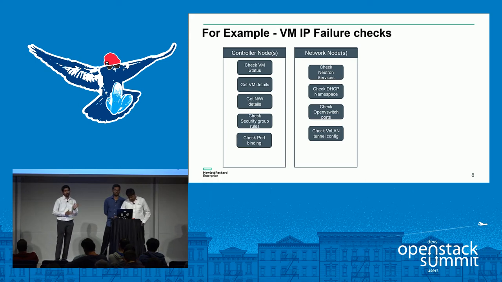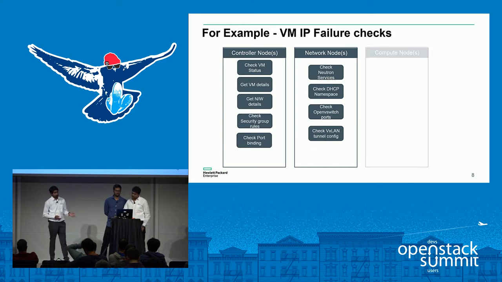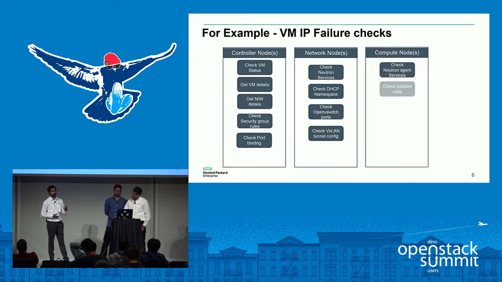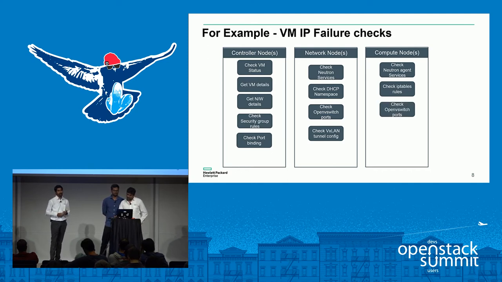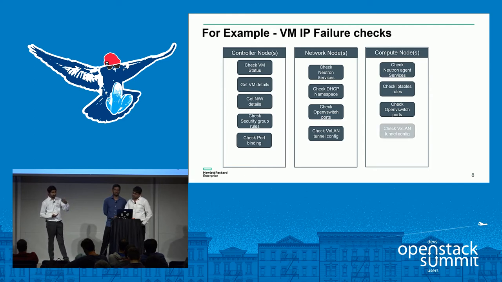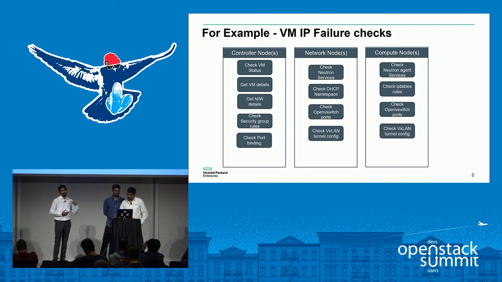We will check whether the tunnel is established between the compute node and the network node, and vice versa. So we will check the VXLAN configuration. And on the compute nodes, we will check the Neutron agent services and the iptables rules, where we will check the DHCP information, whether ports 67 and 68 are all active, and there are a bunch of other rules which we need to validate. And then we will check the Open vSwitch ports, and whether the VXLAN tunnel is established, and we were able to ping the VXLAN IP.